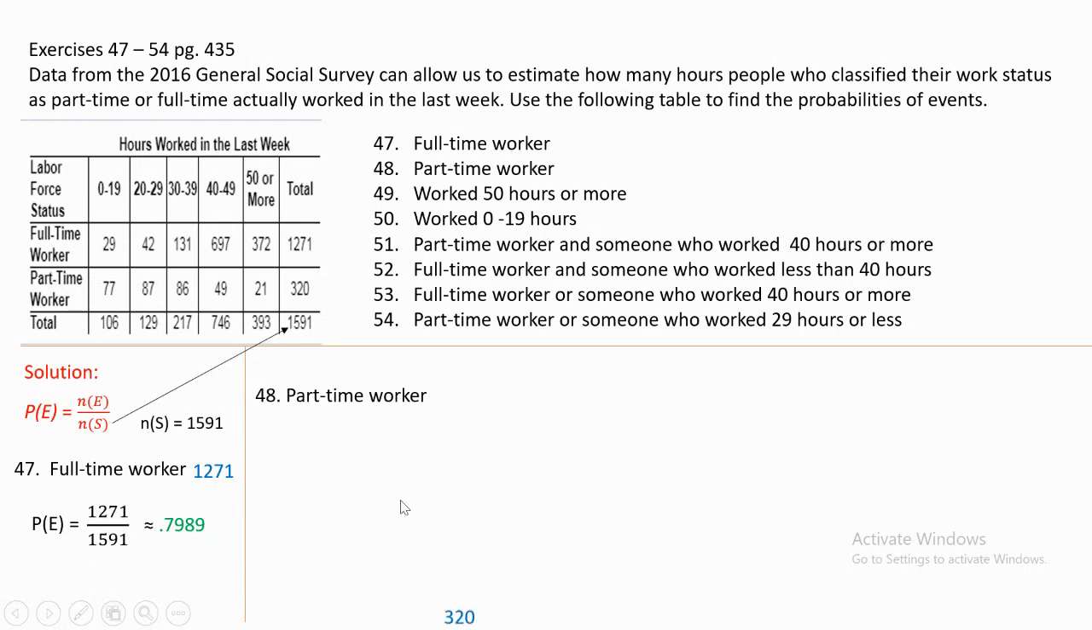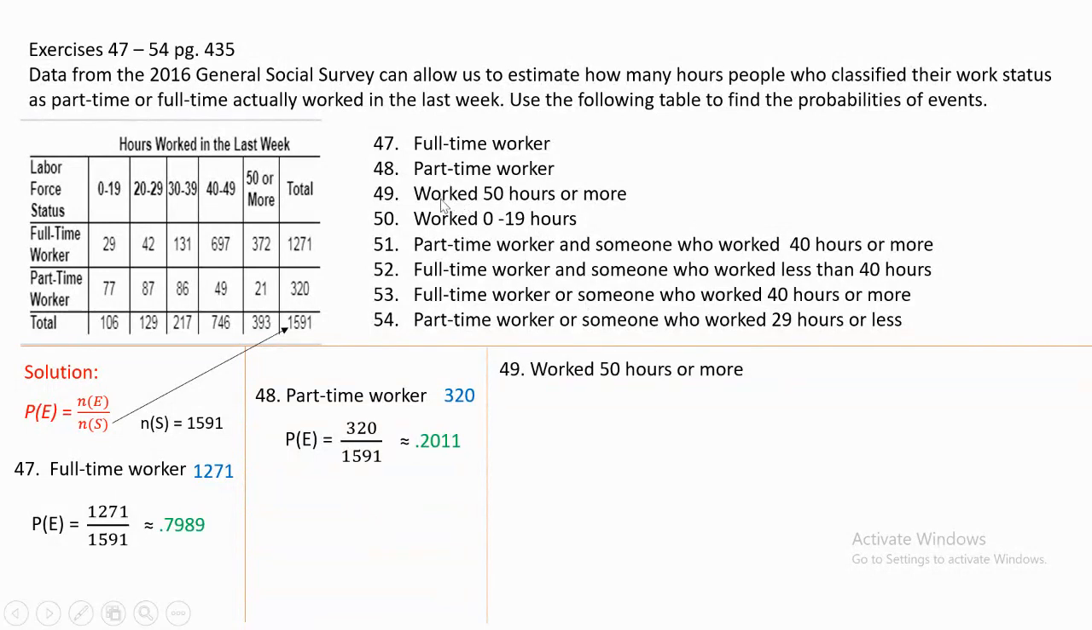Number 48, a part-time worker. So part-time worker, we go here, is going to be 320. So the probability will be 320 over 1,591, which will give us something like 0.2011.